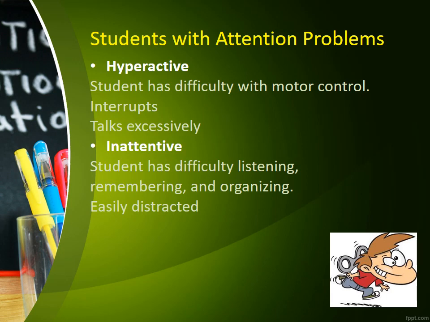Students with attention problems. There are 2 subcategories of students with attention problems: hyperactive and inattentive. Hyperactive students have poor impulse control and often blurt out the answers. This student also has difficulty with motor control. They can't sit still, they interrupt, and they talk excessively.